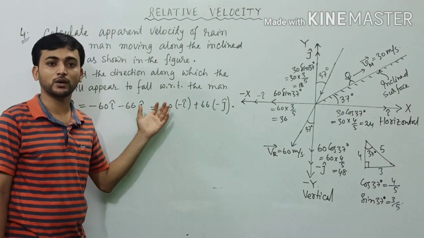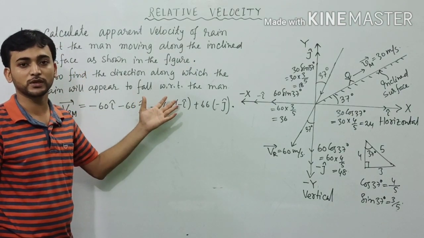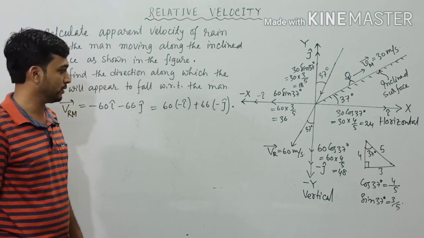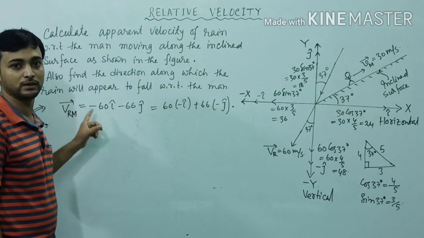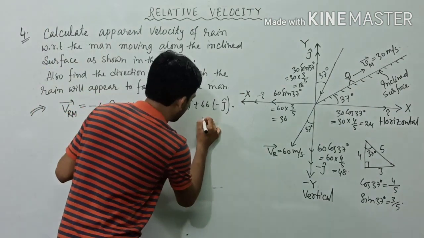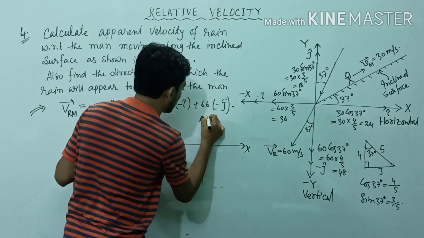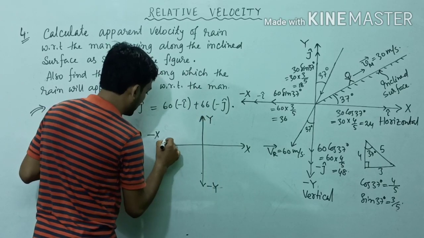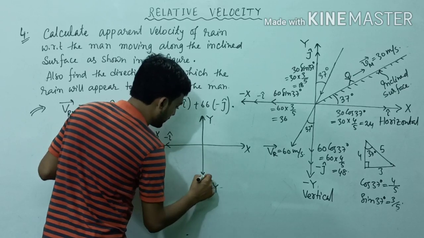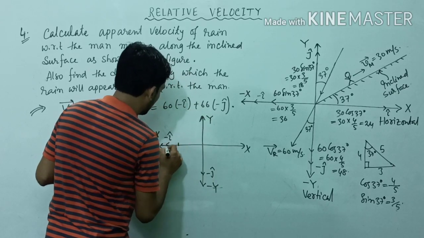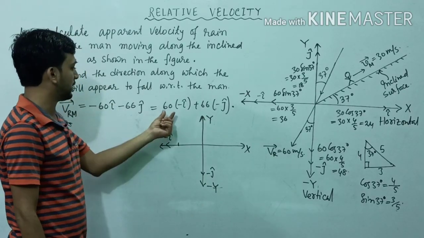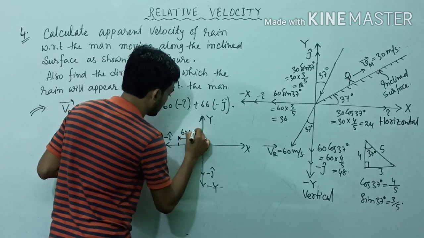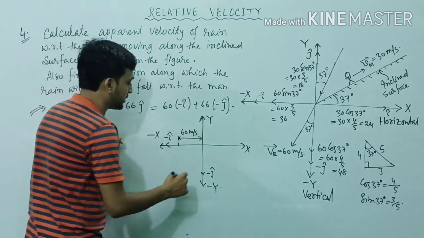Now to find the direction along which the rain will appear to fall with respect to the man, that is, to find the direction of relative velocity of rain with respect to man, we need to express VRM vector with the help of a two-dimensional coordinate system. This is our x-axis, this is our y-axis, this is negative x, this one is negative y. Unit vector along negative x-axis is minus I cap, and that along negative y-axis is minus j cap. Now component of VRM vector along negative x-axis is 60 meter per second, and that along negative y-axis is 66 meter per second.